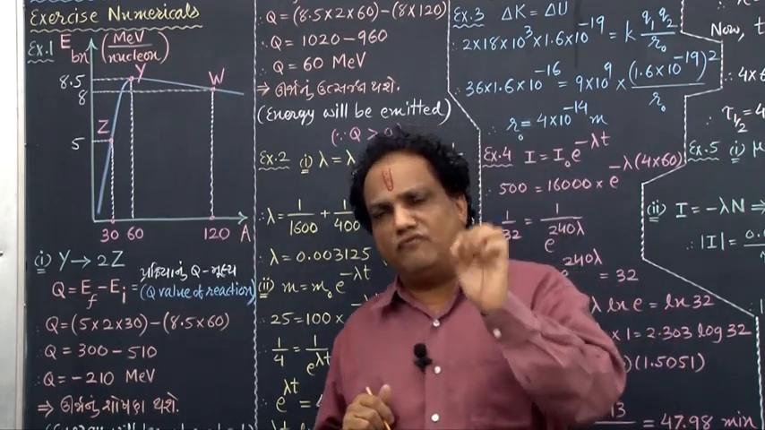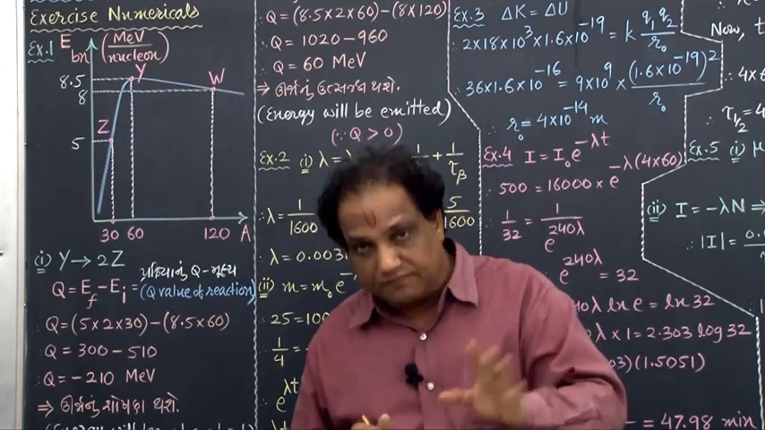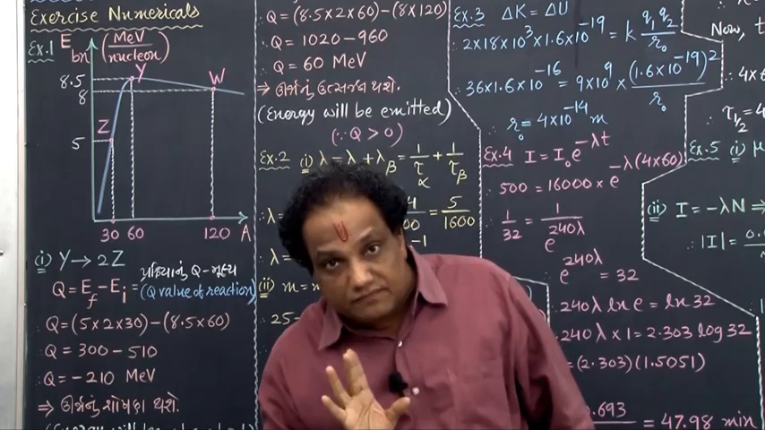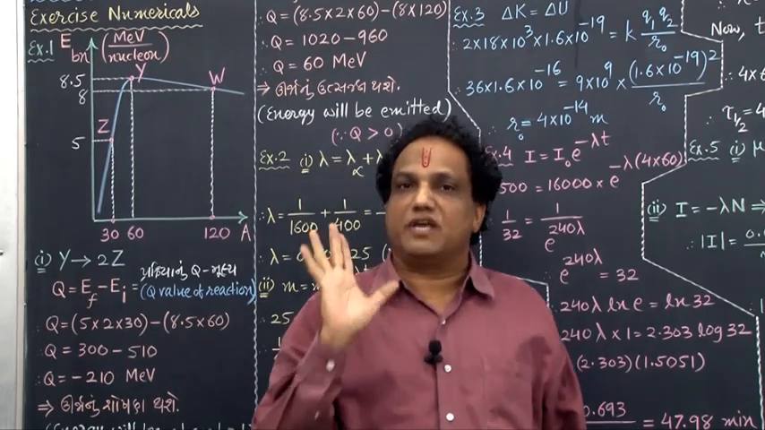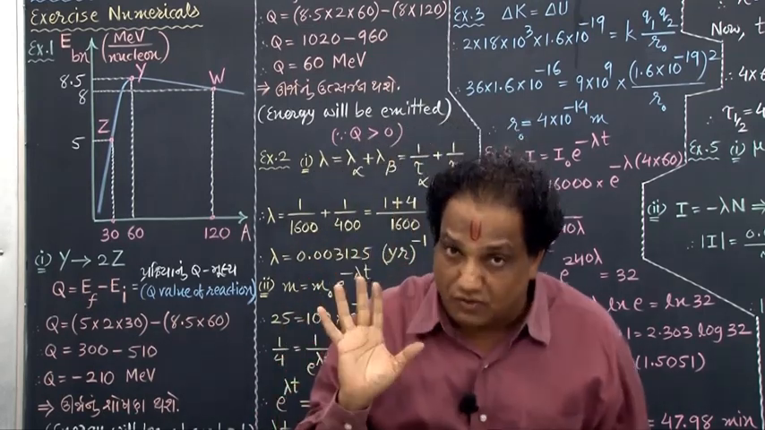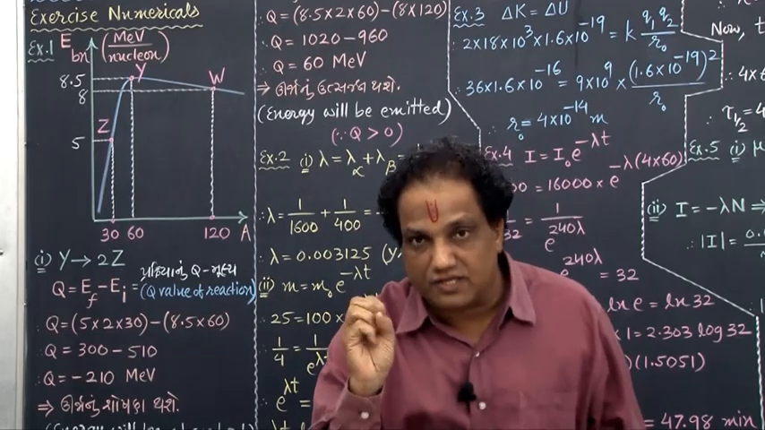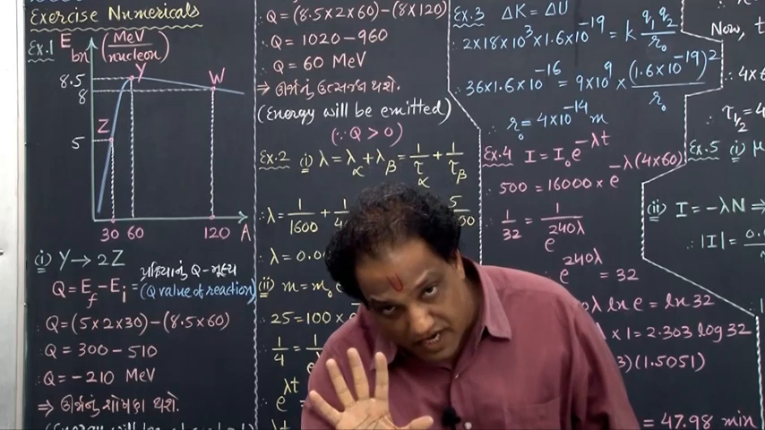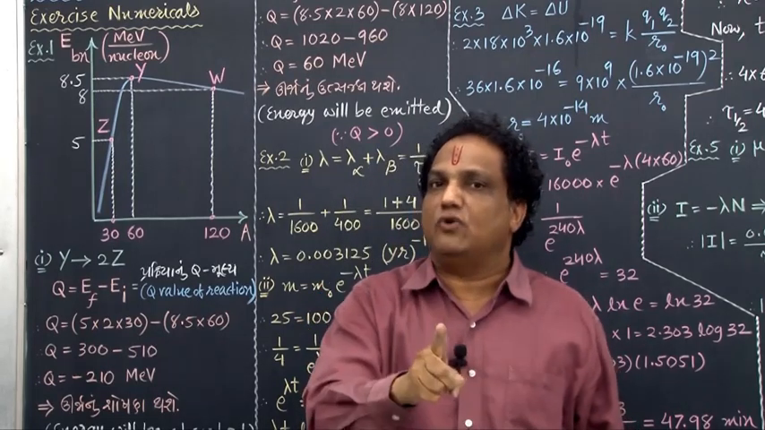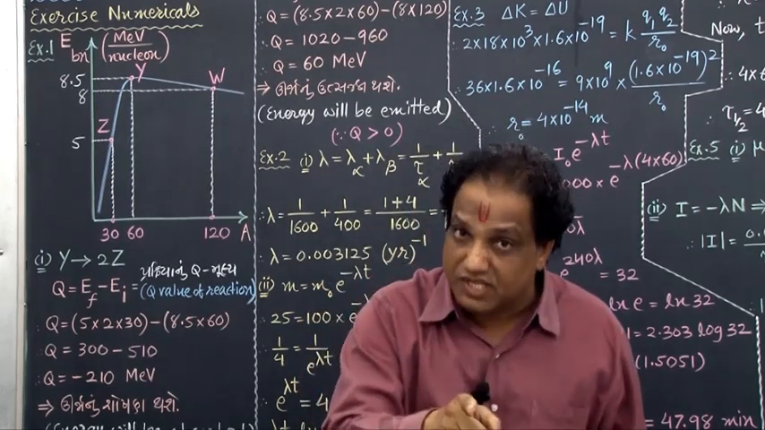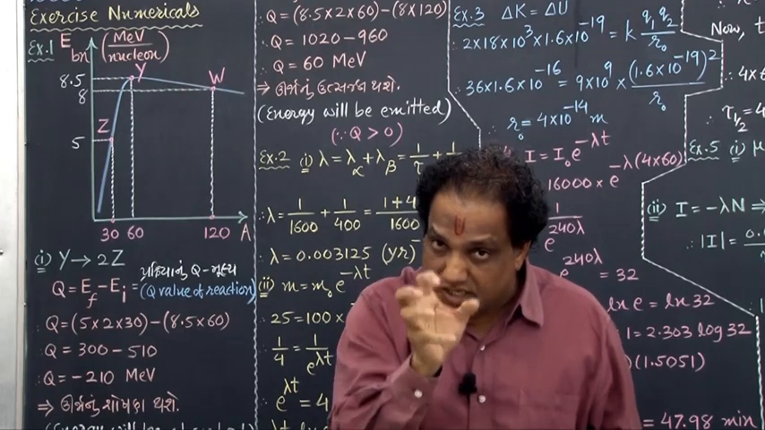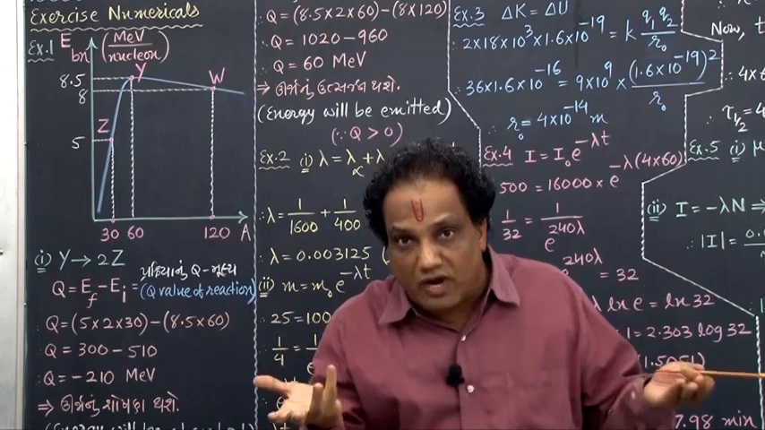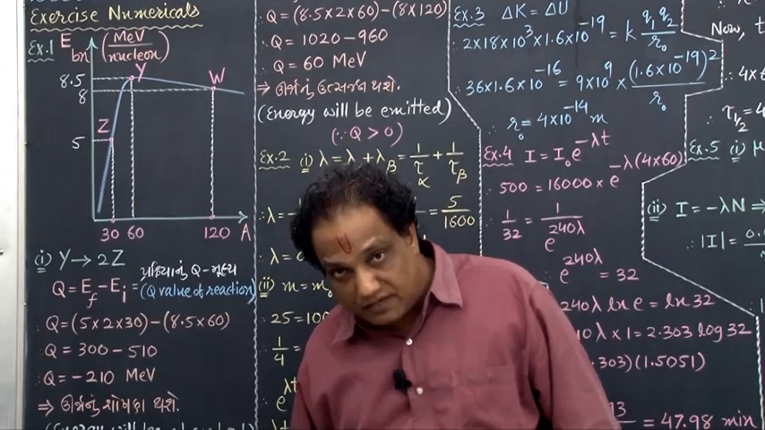Let me show you one very easy idea. You just find out Q value of the reaction, and if that Q value of the reaction comes out to be positive, greater than 0, then energy is liberated or energy is emitted. Okay, but if Q value comes out to be negative, less than 0, meaning thereby energy is absorbed. Okay, so let us see what is the Q value for this particular reaction.